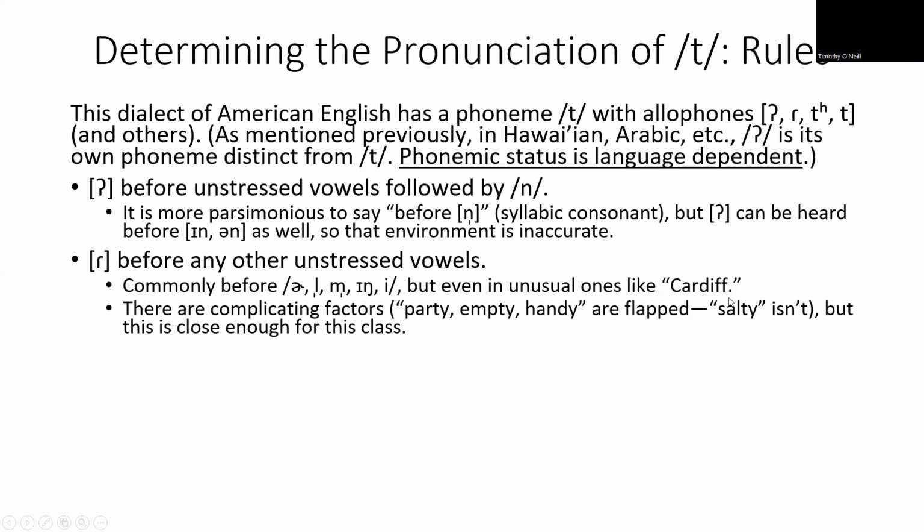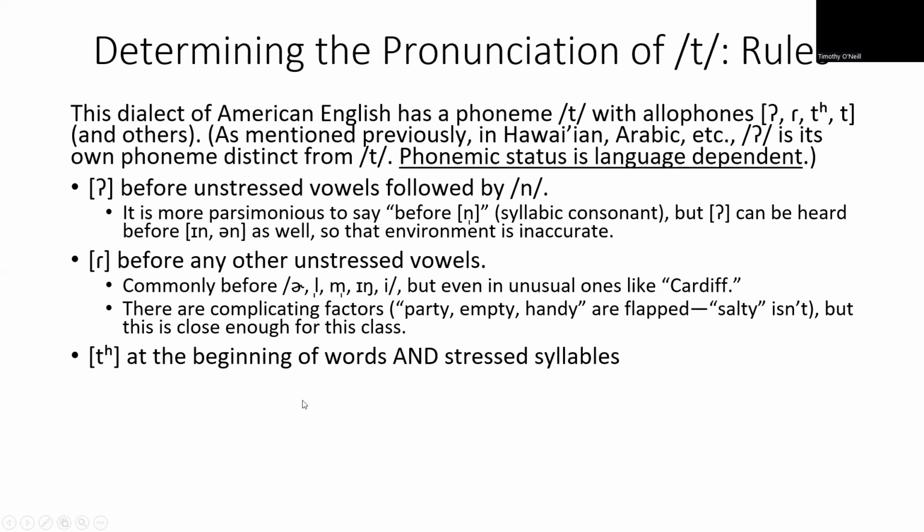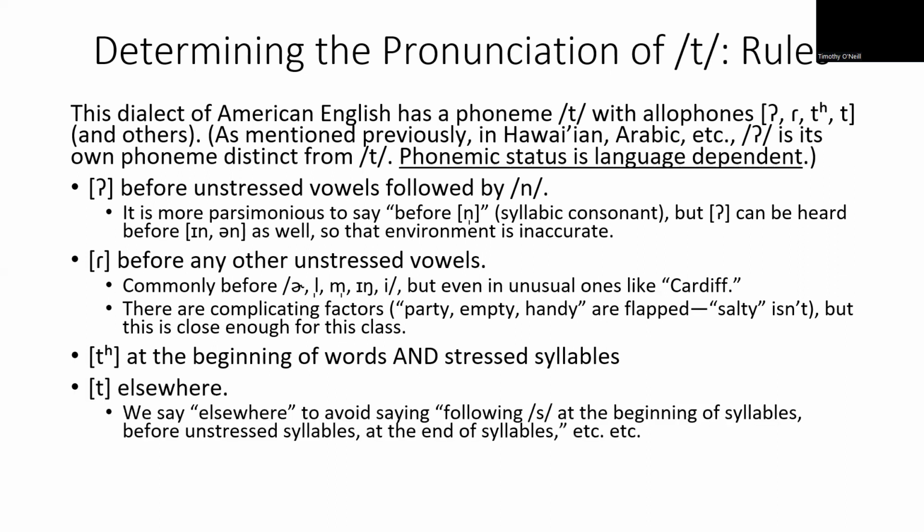But even if you have a word like Cardiff, it has a D there that also flaps, that's going to be flapped in this, even though we don't have a lot of if final words. There's some complicating factors we don't need to talk about for this. We did hear the aspirated T at the beginning of words and also stressed words like a test and until. And elsewhere is T. There are a couple other ones, but it's easiest to see this as elsewhere for T.